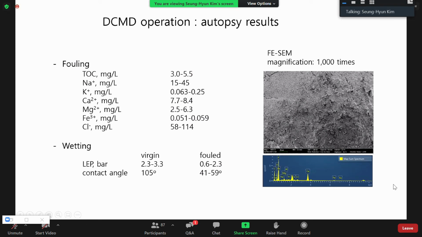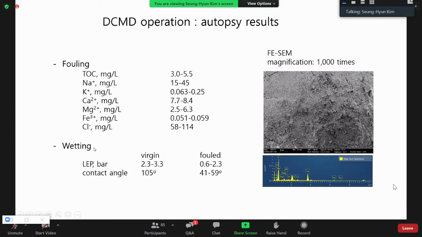And this slide shows the DCMD autopsy results. For fouling, we cut the foulants and measured their constituents, organic and inorganic constituents. These are the results. We find some ions and TOC levels. And this one shows the SEM pictures. And this is elemental analysis. And mostly the foulants are calcium carbonate.